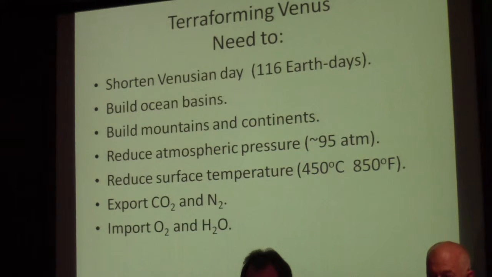Reduce the atmospheric pressure. Right now, it's about 95 atmospheres on the surface, and we want to get that down to one, and reduce the surface temperature from 850 Fahrenheit. You think it's hot outside? Just go to Venus. And export a lot of CO2. And oddly enough, Venus has four times more nitrogen than it really needs, or four atmospheres' worth of nitrogen. So you're going to have to export a lot of nitrogen from Venus to make it usable.